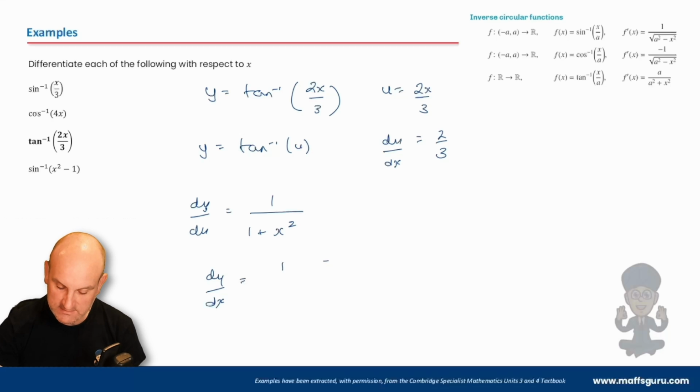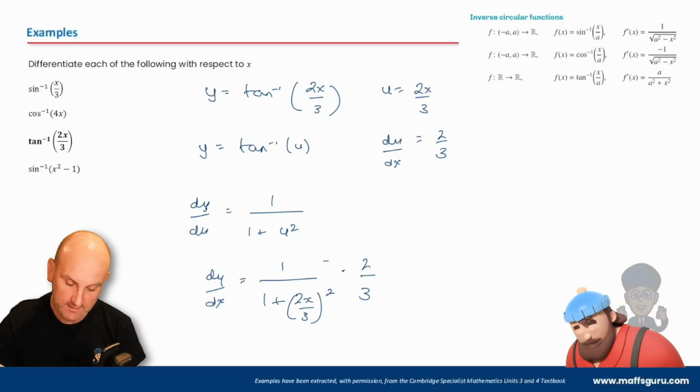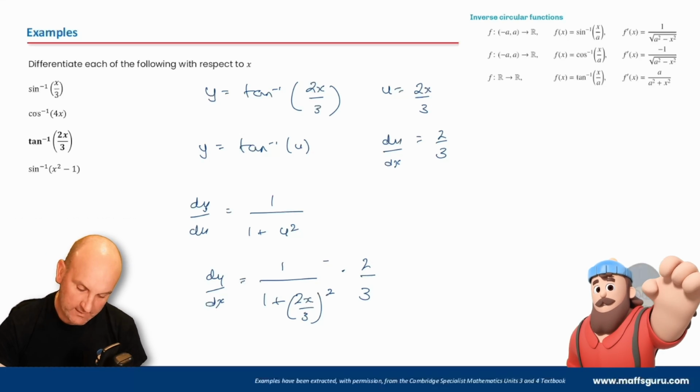Oh, that shouldn't be x squared. Oh, come on. That should be u squared. So 1 on 1 plus, u was 2x on 3, all squared. We're going to times that by du by dx, which is 2/3. Yuck. Right. So therefore, what have we got here?